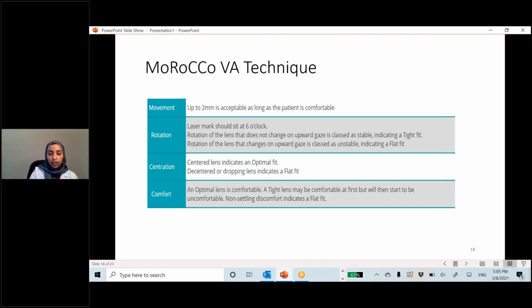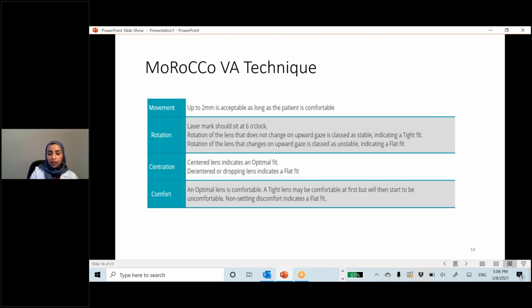Next, we have rotation. Again, this lens is stabilized with a prism ballast, and so the lenses are marked. The right lens is marked with a vertical hash mark at 6 o'clock, and the left lens has an interrupted hash mark. So it's really easy to see if the patient hasn't switched their lenses up when they are coming in with a problem. Now we want up to 10-degree rotation. Really, ideally, we want no rotation. We want that marking at 6 o'clock.